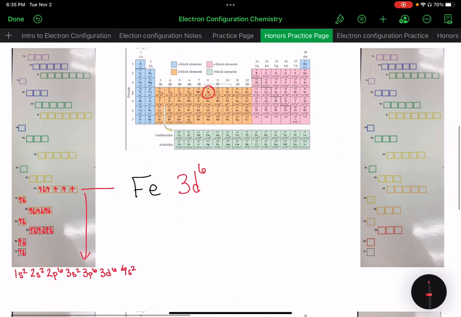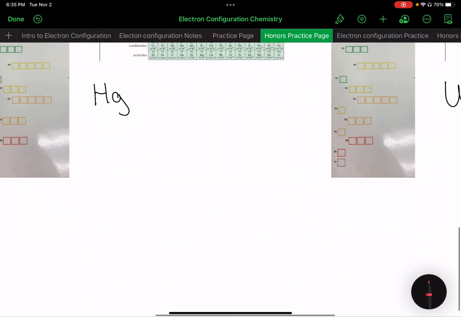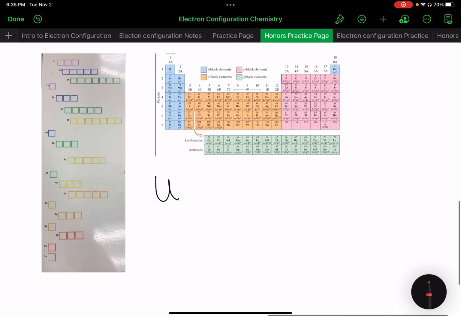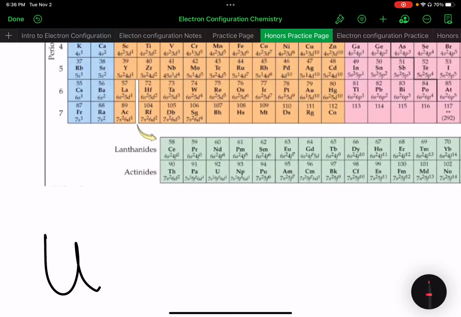Okay, so let's go do, how about uranium? Uranium looks fun. So here we have uranium, and oops, it's in the F block. I did that to you on purpose, absolutely.